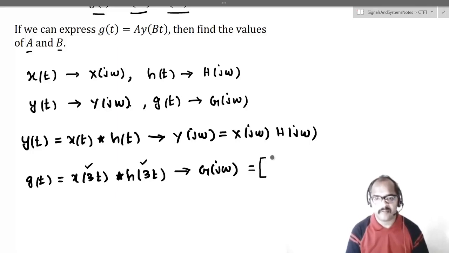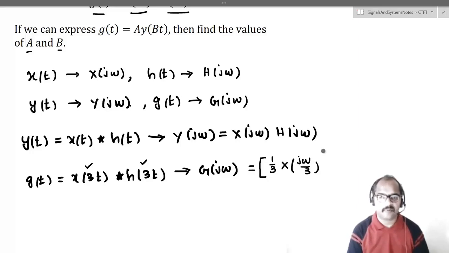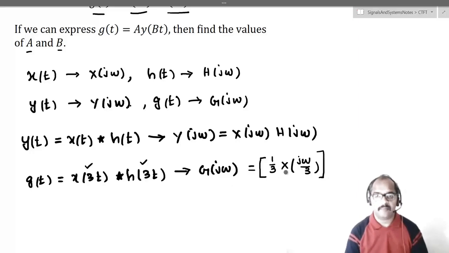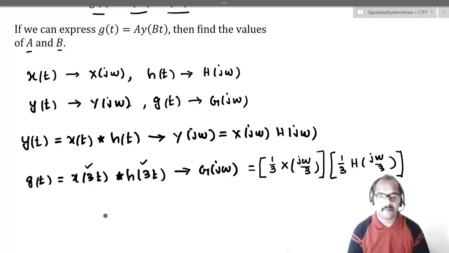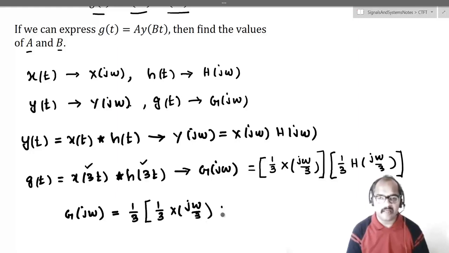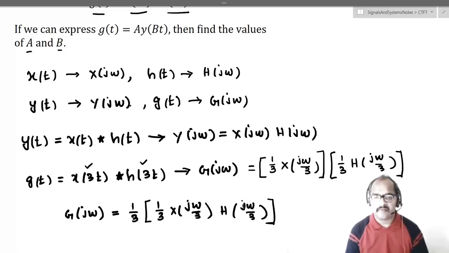So that should be how much? 1 by 3 X of j omega by 3. Which property are we using? Time scaling property. Now convolution becomes multiplication, so you have to multiply with 1 by 3 times H of j omega by 3. Now let us write down G of j omega. We will write it like this: 1 by 3 times 1 by 3 times X of j omega by 3 multiplied with H of j omega by 3. So we wrote the same thing like this.